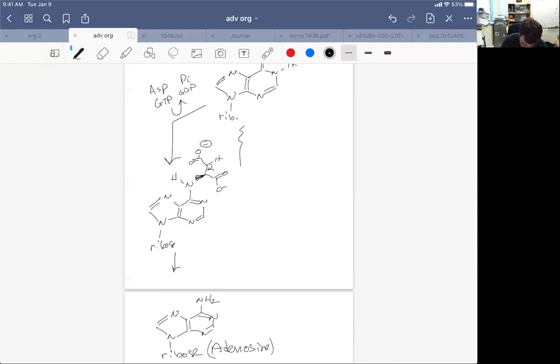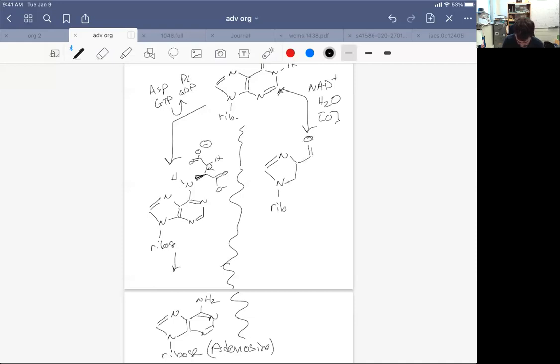Okay, we're going to do a similar series of events to get to guanosine, but we're going to start with an oxidation. So this is going to be NAD+ and water accomplishing an oxidation at this position that I show with a star. So we're going to redraw the base, but we're going to have a hydroxyl group at that position. And that hydroxyl group will tautomerize to a carbonyl.